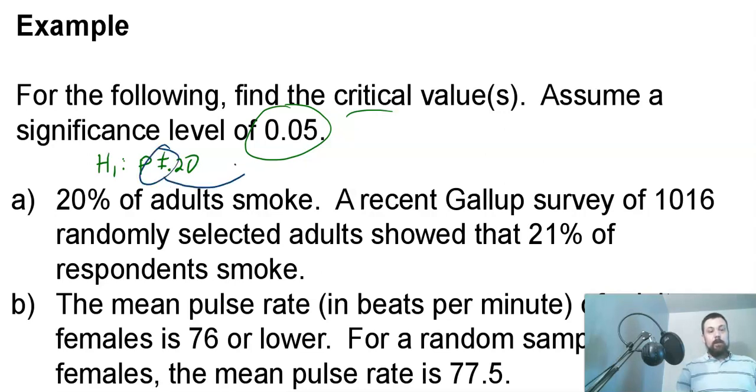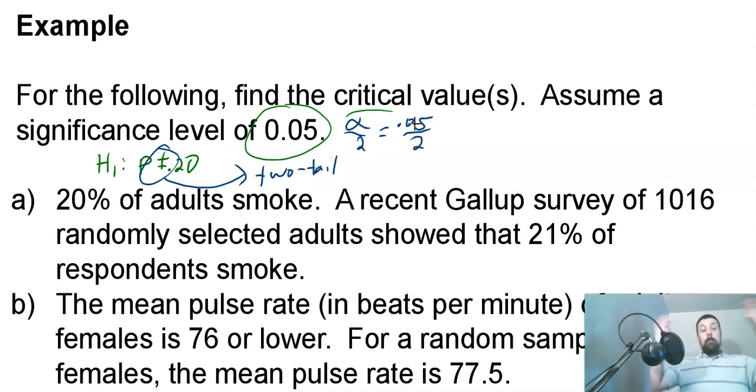The not equals sign tells me that this is a two-tail test, which means I want to take alpha, which is 0.05, and divide it in 2 because I have to cover both tails, the left tail and the right tail. So I'll take the alpha I was provided and divide it in half, and I end up getting a value of 0.025.